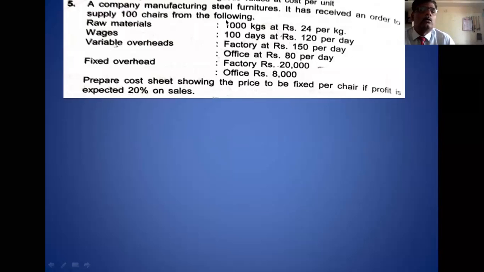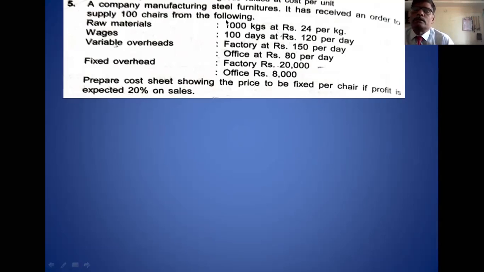Then come to the overhead part. Overhead is classified into variable and fixed. Variable varies according to production. Fixed will not vary, that will not change based on production, that is based on time factor. So variable factory overhead is 150 per day. If the work starts in the factory, per day expense is 150. To complete this job, you require 100 days. Multiply that, you will get the variable factory overhead.